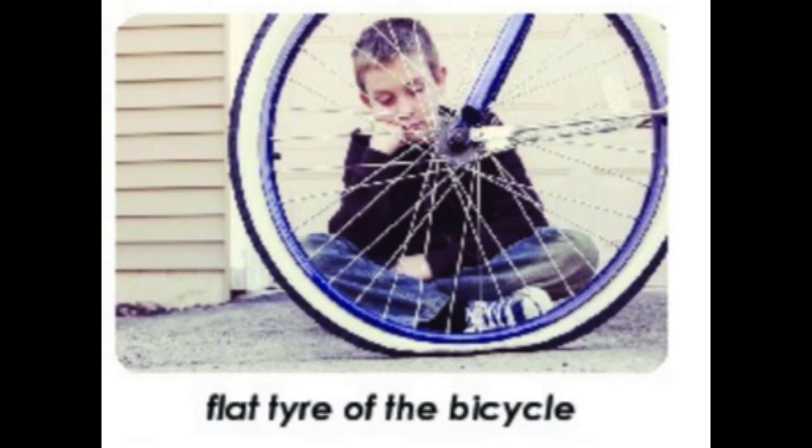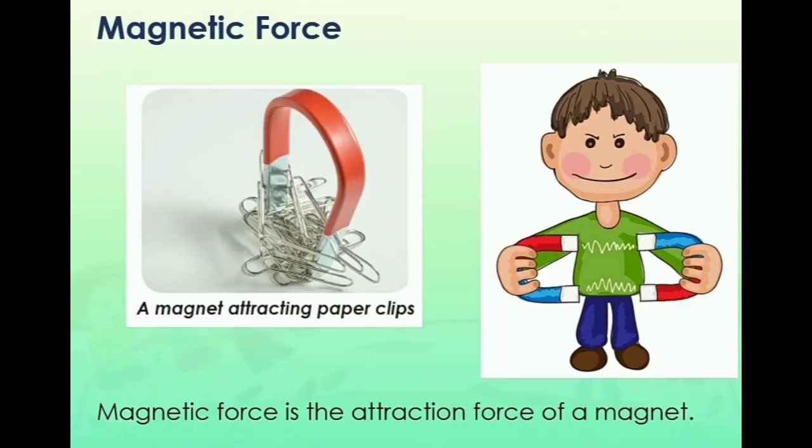Okay, can you understand? Next is magnetic force, children. Magnetic force is nothing but the attraction force of a magnet. Okay, so when we keep a magnet towards metals, they will be attracted towards the magnet.